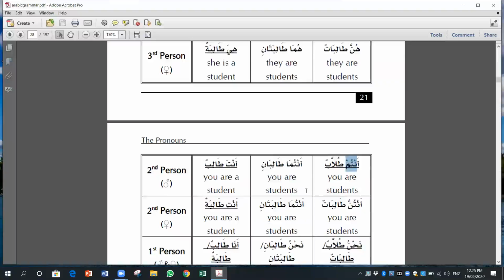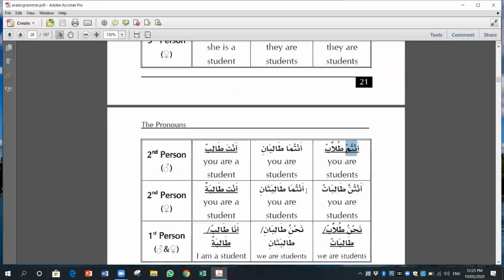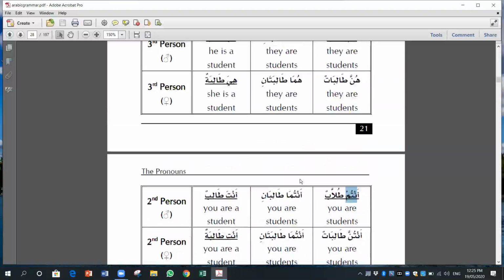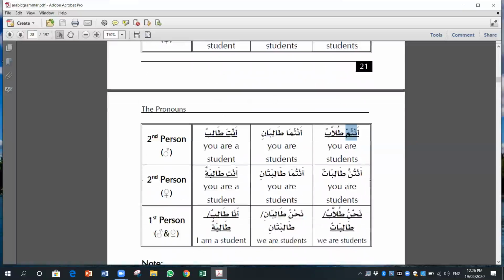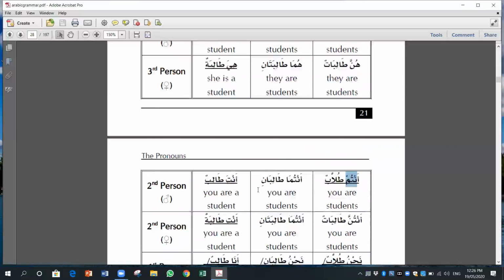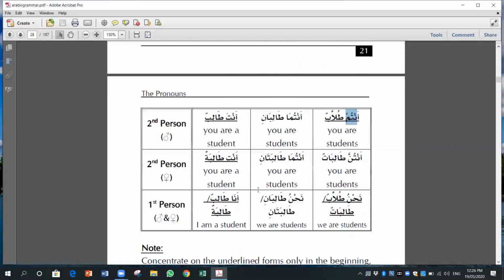So right now we studied a total of three for third person male, three for third person female, and then three words for second person male and three for second person female. Total 6 and 6, 12. 6 above and 6 this. So third person, second person.